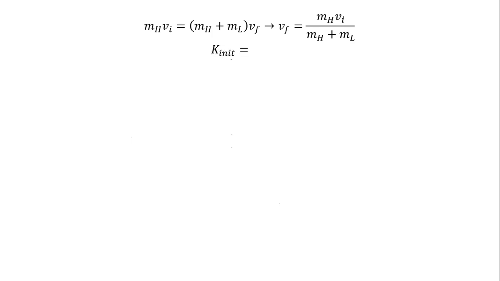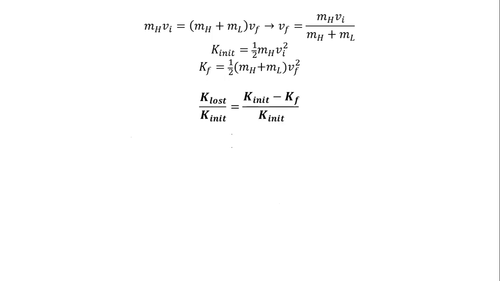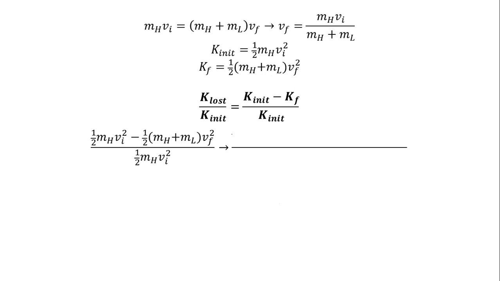Now kinetic initial is this: the mass of the heavy one, don't forget that. Kinetic final is now this. It's a little bit different because the masses are added. So K lost over K initial equals K initial minus K final, over K initial. I'm just rewriting this exactly as it says: here is K initial, here is K final, here is K initial. That's all I've done. Now here's my problem. I've got way too much going on here, so I've got to cancel some stuff out. First thing I'm going to do is rewrite this one more time, but I'm going to start distributing this stuff into this.